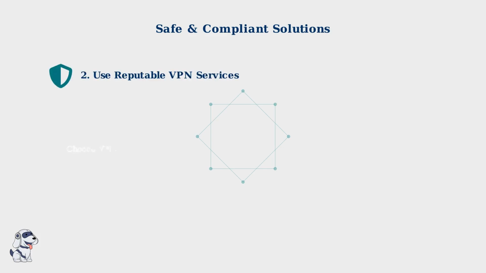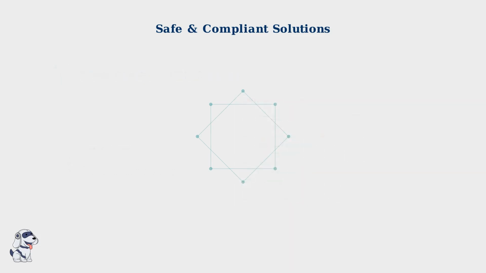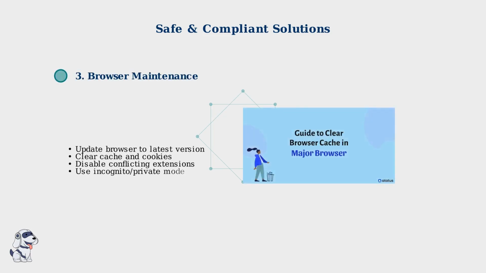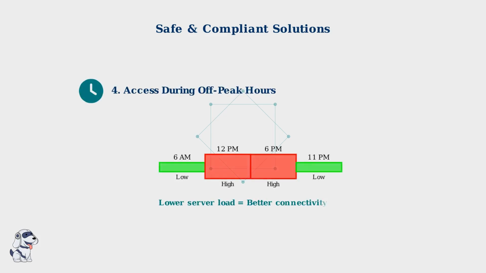If regional restrictions are causing access issues, reputable VPN services can provide a legitimate solution. Choose VPN providers with strong privacy policies and good security practices. Regular browser maintenance is crucial for optimal performance. Keep your browser updated, clear cache and cookies regularly, and ensure compatibility with the platform. Timing your access can make a significant difference.